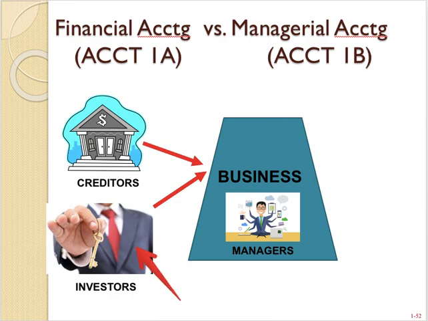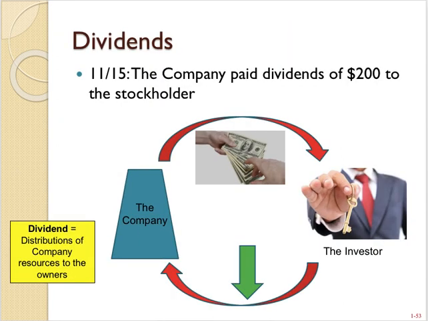But sometimes investors are like, look, I gave you a bunch of my money and you used my money to make more money, so I want to see some of that money. Now, when a business decides that it is in a good enough financial position that it can afford to give some of the assets back to the investors, there is a very specific way that we deal with that in accounting. And we call that dividends.